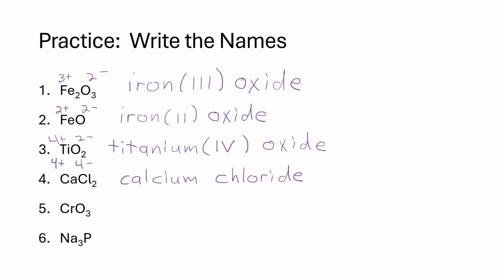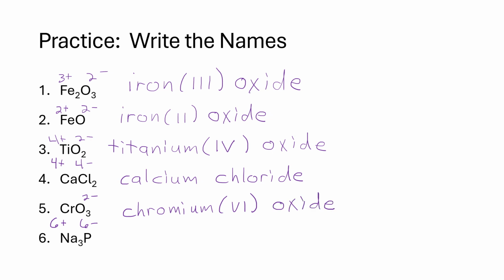In this next one, the oxygen is going to have to cancel out what the chromium brings, and we know that oxygen has a 2- charge. We have 3 of them, so the 2 negatives times 3 give us 6 negatives. That 6 negative has to be balanced by the chromium, so that'll make chromium 6 positive, and so this is going to be chromium Roman numeral 6 oxide.